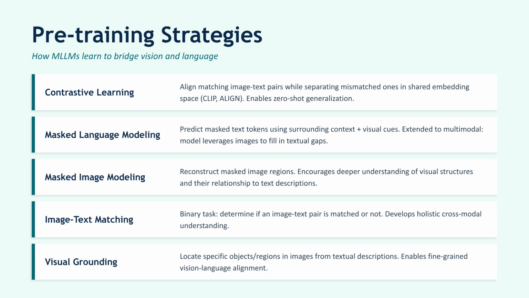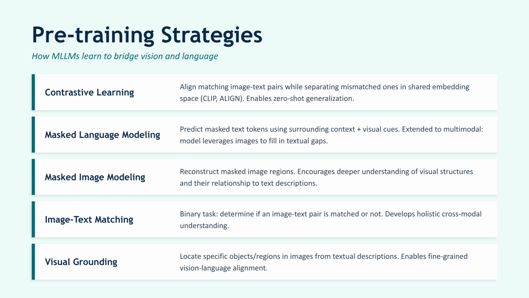Let us look at the specific pre-training strategies that MLLMs use to bridge vision and language. Contrastive learning, exemplified by CLIP and ALIGN, is about aligning matching image-text pairs while pushing apart mismatched ones in a shared embedding space. This is what enables zero-shot generalization. Masked language modeling extends the classic BERT-style approach to the multimodal setting. The model must predict masked text tokens, but now it can use visual cues from the paired image to fill in the gaps, forcing it to learn cross-modal associations.